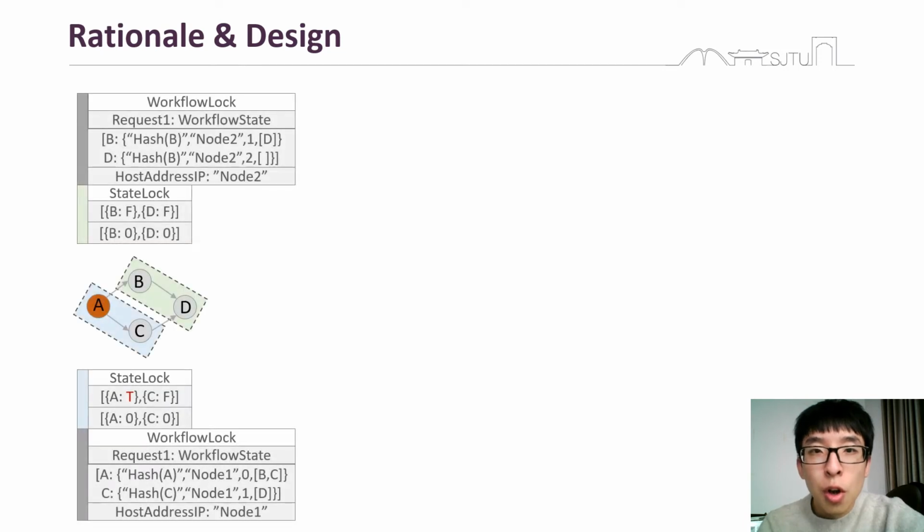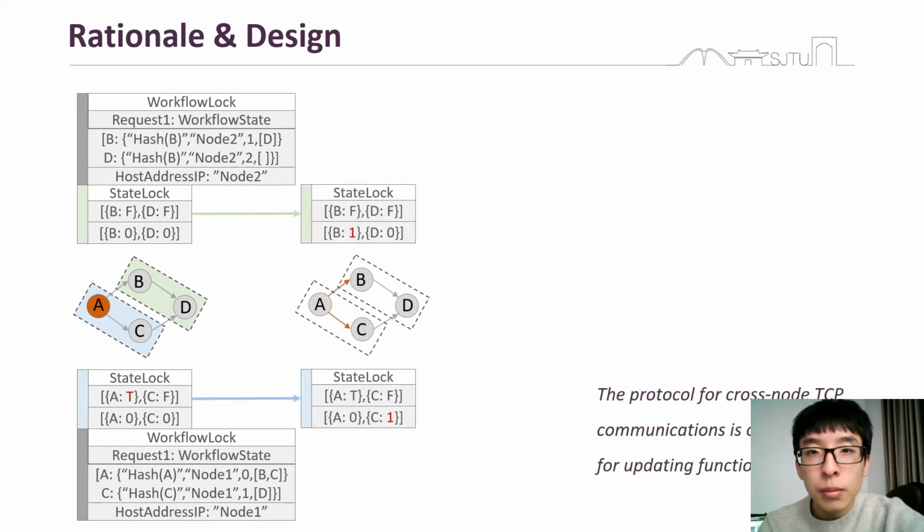For example, 4 functions are divided into 2 subgraphs that are managed by their respective workflow engines. When function A gets executed, the execution state turns to be true and is directly transferred to the function's successors without master-side task assignment. It should be noticed that the protocol for cross-node TCP communications is only responsible for updating function states.